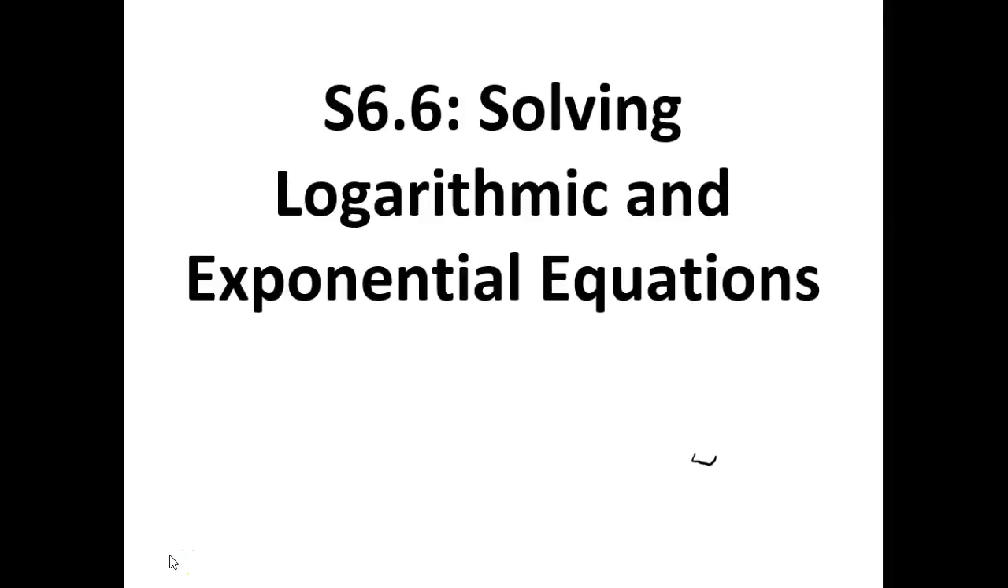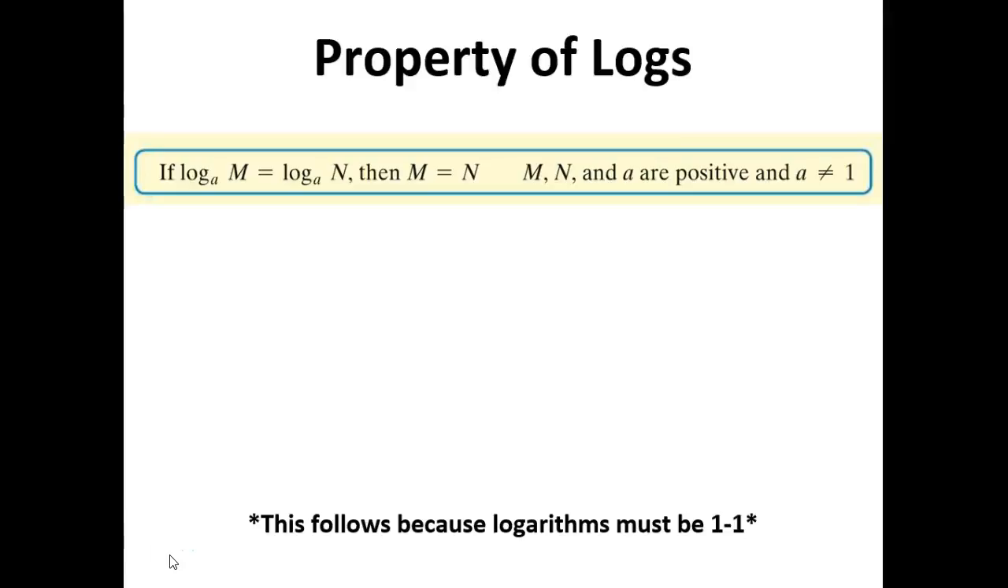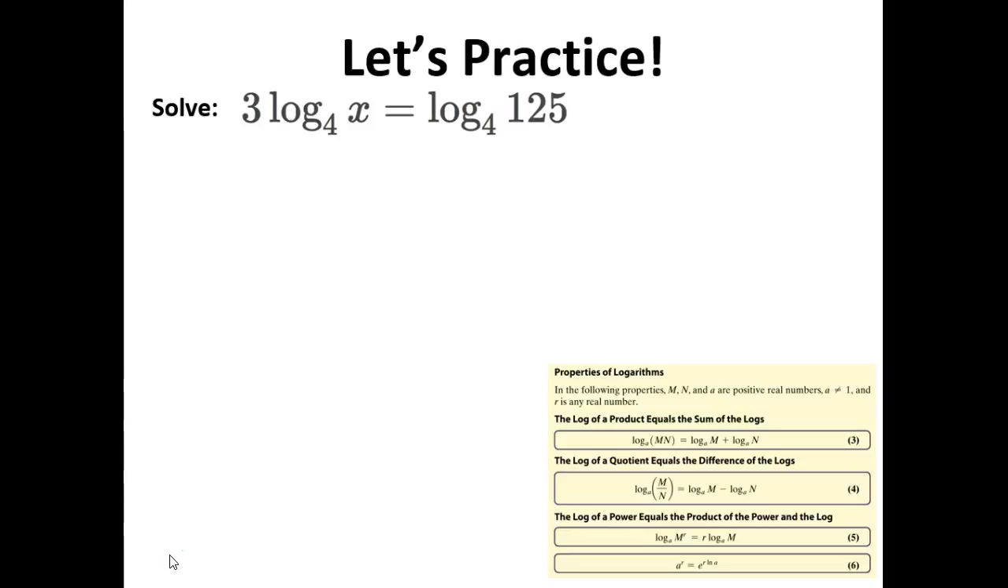Section 6.6, solving logarithmic and exponential equations. So some properties of logs: if we have log base a of m is equal to log base a of n, then it has to be that m is equal to n. So if we have the log of the same bases, what's inside them has to be equivalent. M and n and a are positive, and a cannot equal 1. And this follows because logarithms must be one-to-one functions.